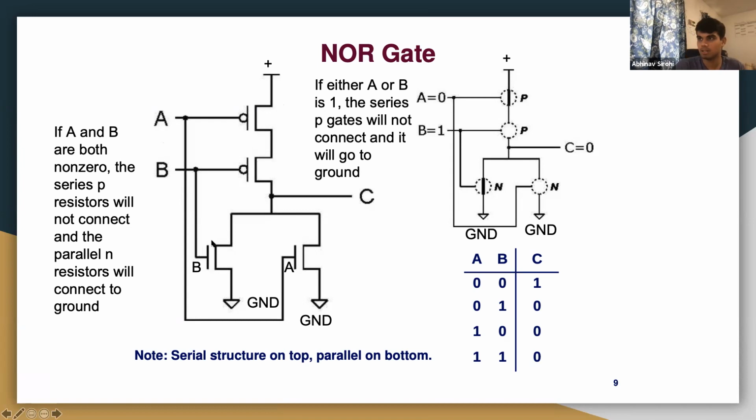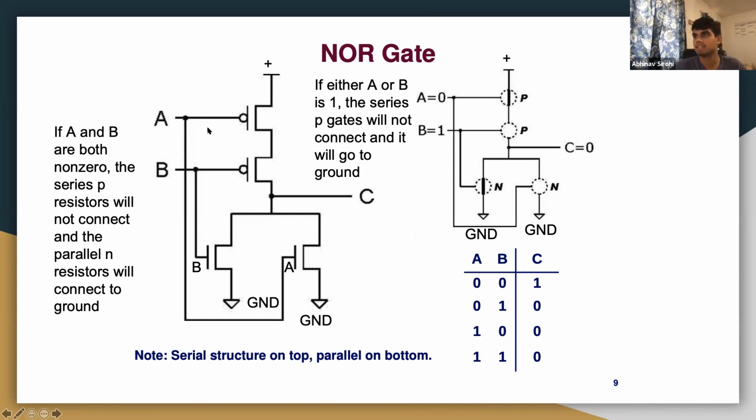And when both of these are 1, these parallel ones will be closed. It doesn't really matter which one is closed because they're in parallel. If either one is closed, we'll get the signal from the ground. So our output will be 0. In any case where either A or B or both is a 1, our output will be a 0, because both of these serial ones won't be closed. Both of these have to be closed for the positive to reach the output.